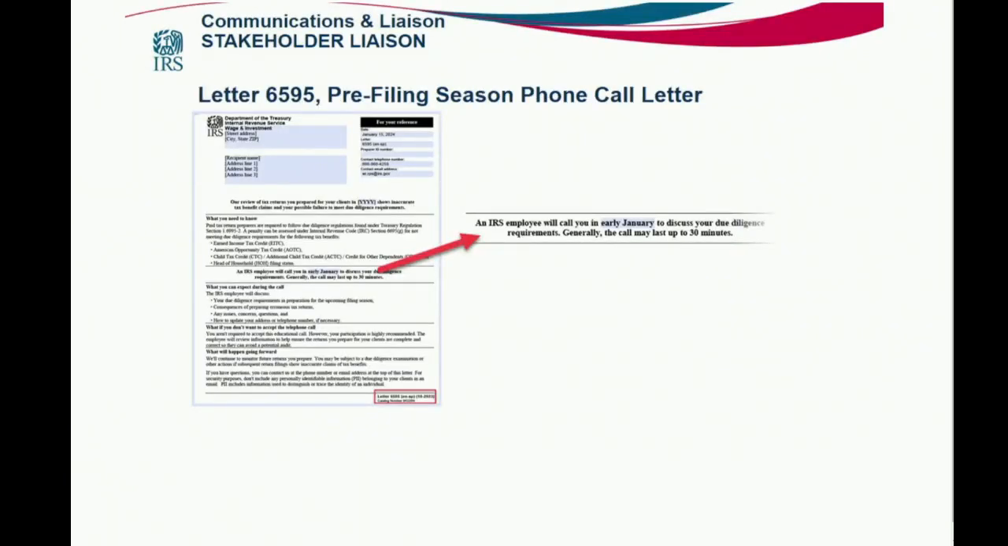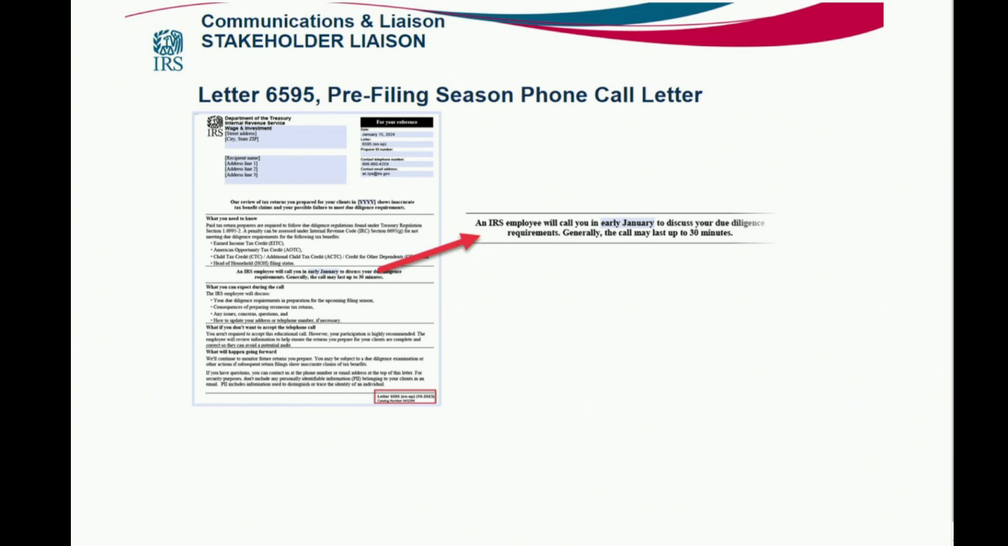Next, let's talk about the letter 6595. Okay, let's take a moment to discuss the IRS phone calls. The letter 6595 is the pre-filing season phone call letter. It can be sent to those preparers that might have prepared inaccurate returns when claiming tax benefits and possibly failed to meet due diligence requirements.